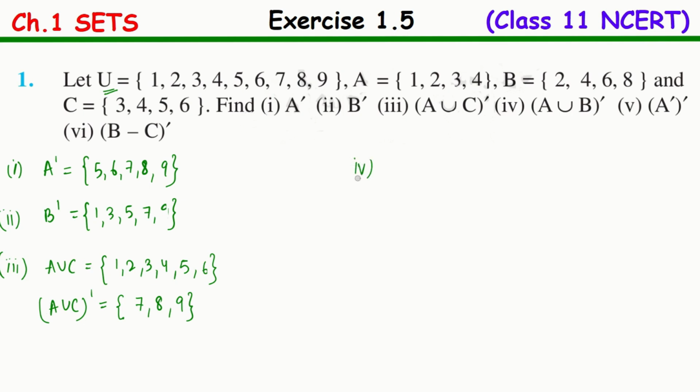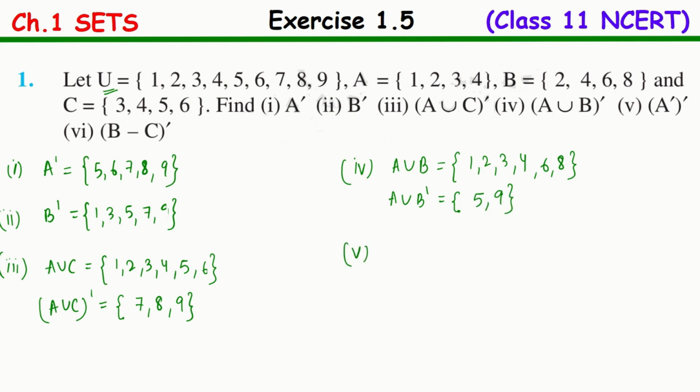Next, the fourth part is (A union B) complement. Firstly we have to write the A union B set: all the elements of A, 1, 2, 3 and 4, and also the elements of B, 2, 4 already written, 6 and 8. Now taking its complement, the things which are not present in A union B are 5 and 9.